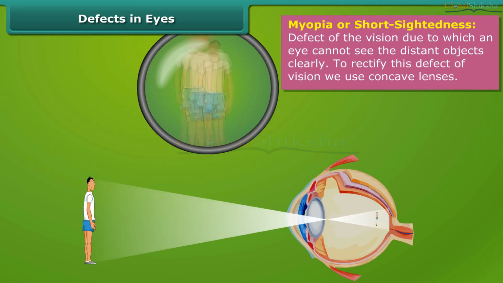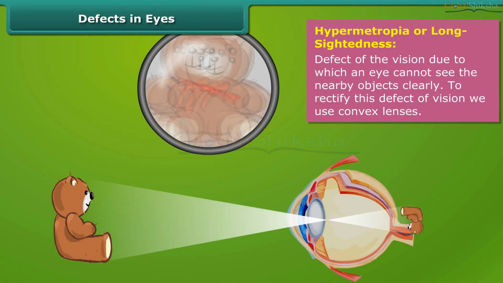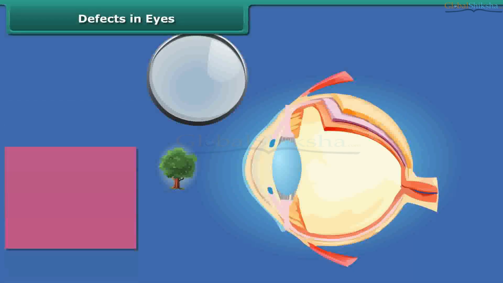a defect of the vision due to which an eye cannot see the distant objects clearly. To rectify this defect of vision, we use concave lenses. Hypermetropia or long-sightedness. Defect of the vision due to which an eye cannot see the nearby objects clearly. To rectify this defect of vision, we use convex lenses.